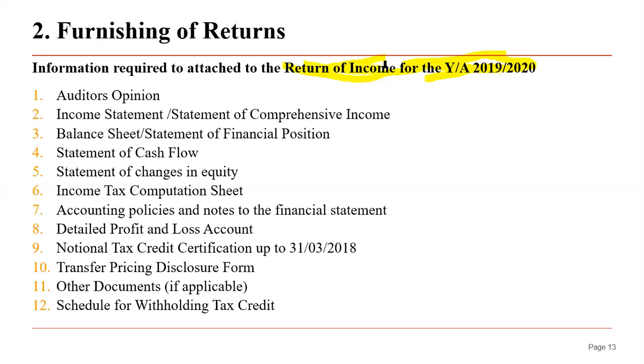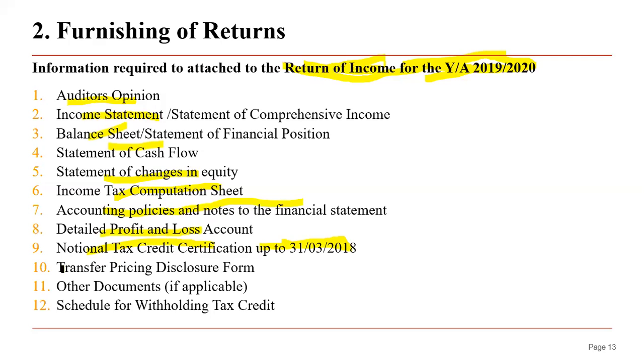If you go through the year of assessment 19/20 return in the online form, you can realize they request the auditor's opinion, income statement, balance sheet, cash flow, equity note, basically your debit account, right? And the tax computation. Because we can't attach it as one, we need to separate those things and attach them separately one by one. We can't attach exactly as one file. That is why they have mentioned those things separately. Then the policies and notes, detailed P&L, the notional tax credit under previous law.